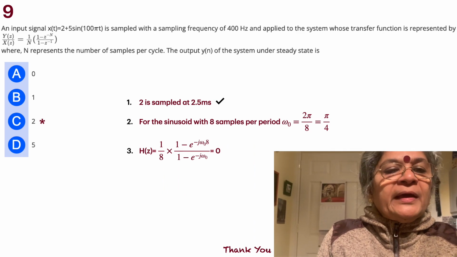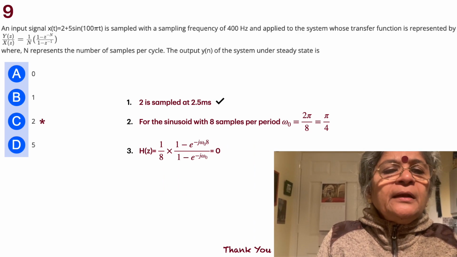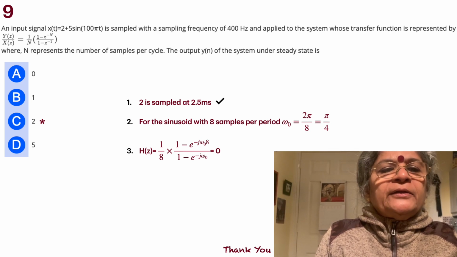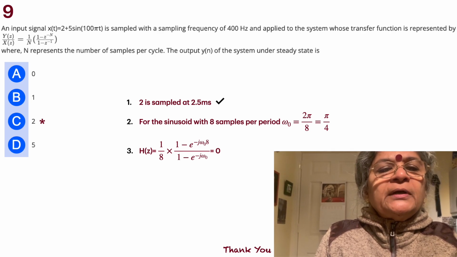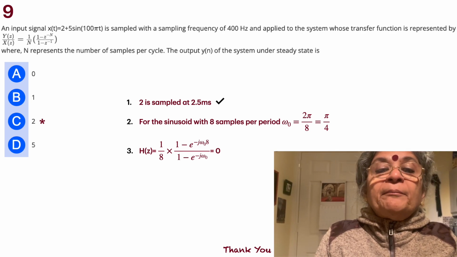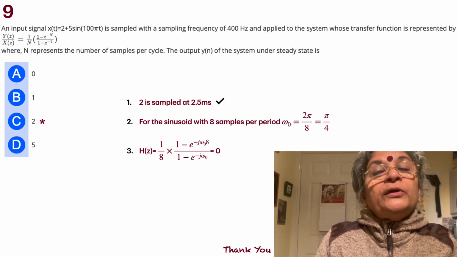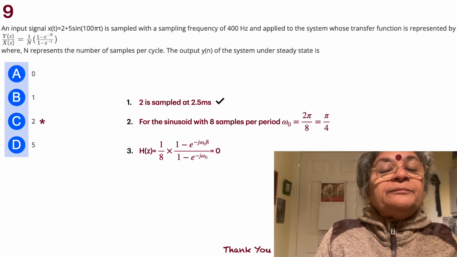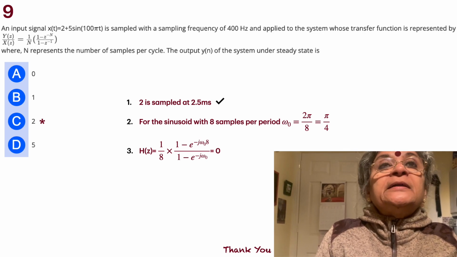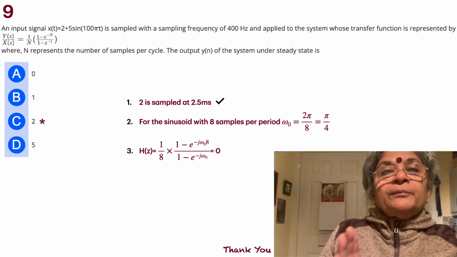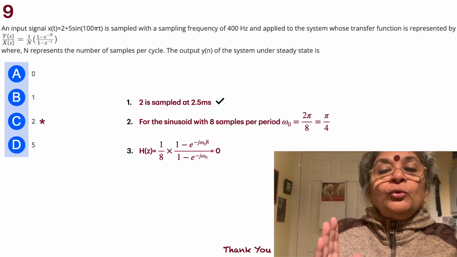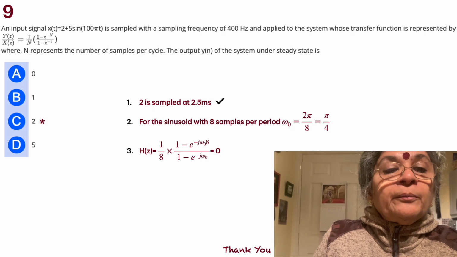So what do we have here? An input signal x(t) is equal to 2 plus 5 sine 100 pi t. So there's a DC component, and there's also a sinusoid component, which is sampled with a sampling frequency of 400 hertz. What does 400 hertz mean in comparison with the sinusoid component? What about the DC component? It is going to be sampled at 400 hertz, which means that you are going to get a value of 2 at all times.